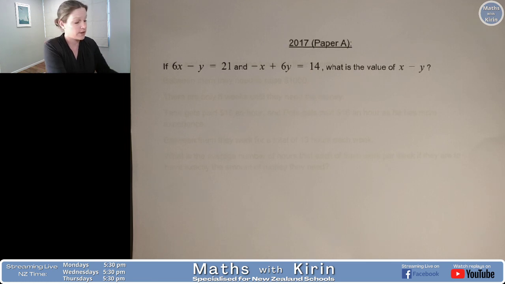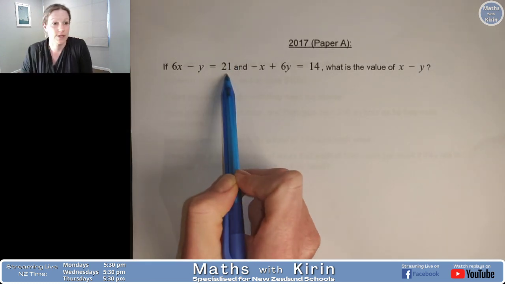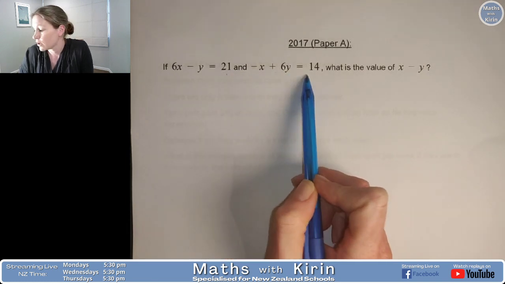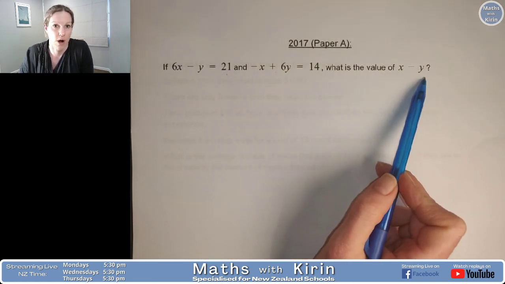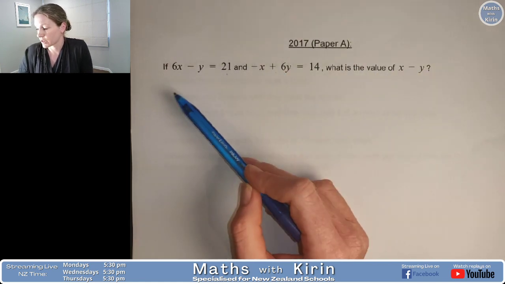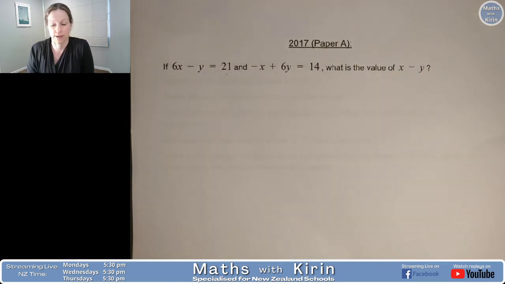Okay, so this first question doesn't have any context and it gives us the equation. So it says if 6x minus y is equal to 21 and negative x plus 6y is equal to 14, what is the value of x minus y? Okay, so we can use our simultaneous equations to find the values of x and y, and then once we know that, we can do our subtraction.